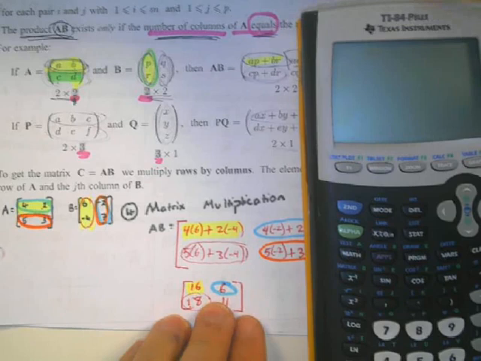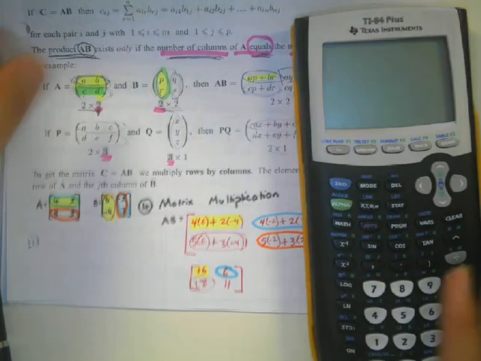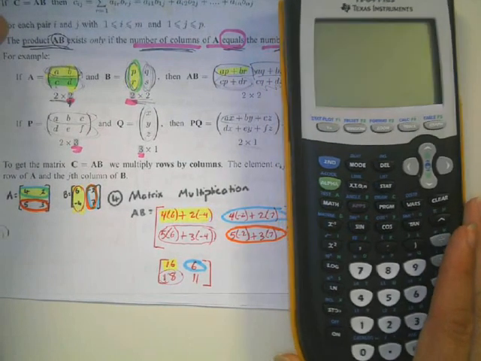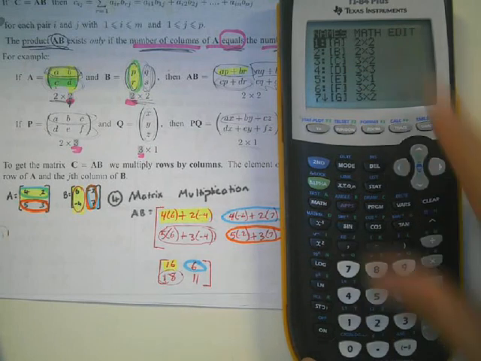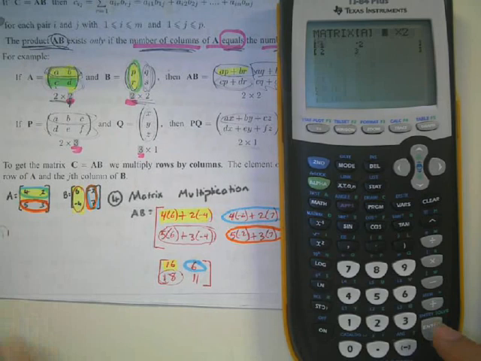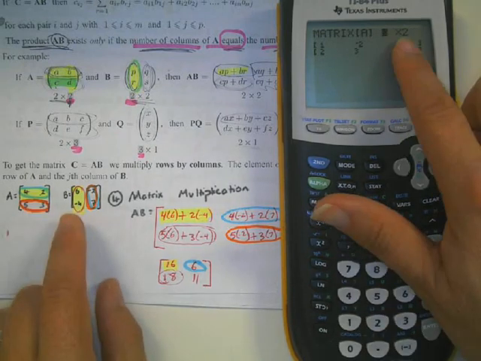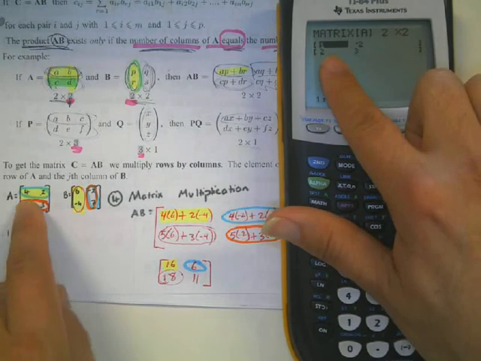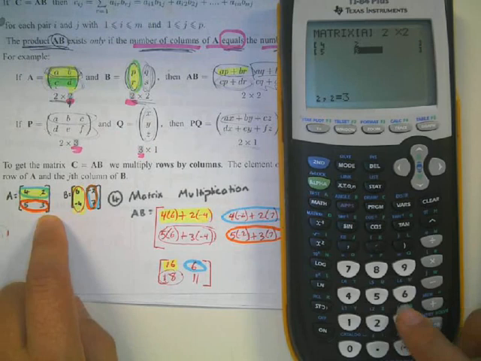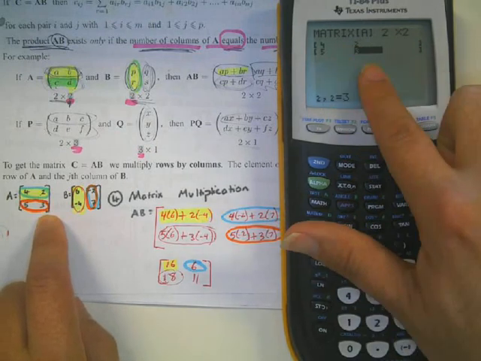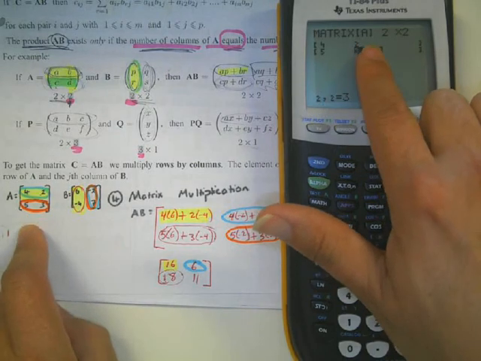Okay, let's zoom out a little bit so you can see what's going on. So what I'm going to do here is hit second and x to the negative 1 to get matrices, and then I'm going to go over to edit, and hit enter. And I'm going to type in matrix A, which, notice here it says 2 by 2, so I want a 2 by 2 matrix. And now I'm going to type in 4, 2, 5, and 3. Okay, so now I've got matrix A. Second mode to quit.